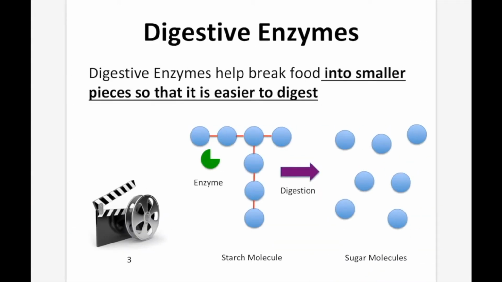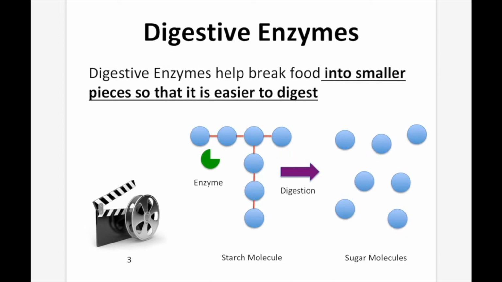Digestive enzymes. So we just talked about how the digestive enzymes need to be prevented from attacking the digestive tract itself. Well, this is what digestive enzymes do. Digestive enzymes help break food into smaller pieces so that it's easier to digest. We talked about chewing earlier and how that enables us to get the food from the mouth to the stomach. The digestive enzymes do that as well, but on a smaller scale inside our digestive tract itself.